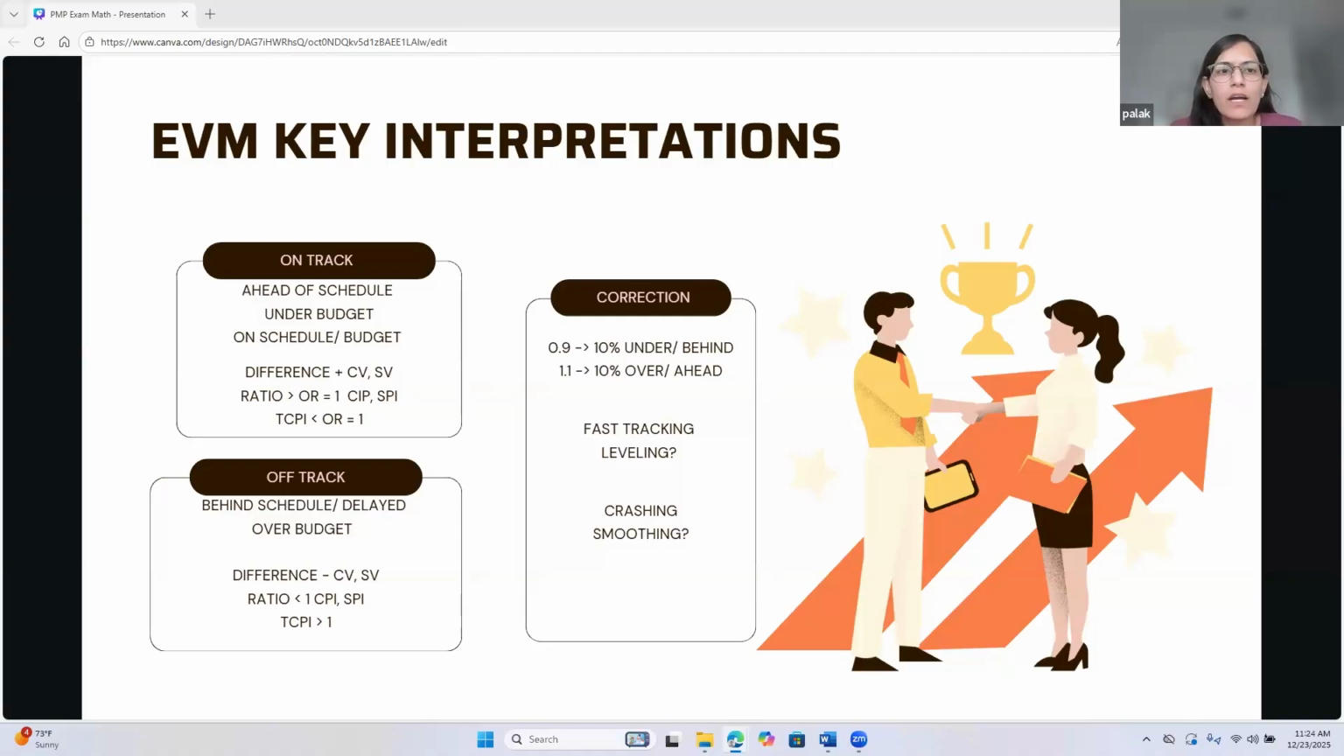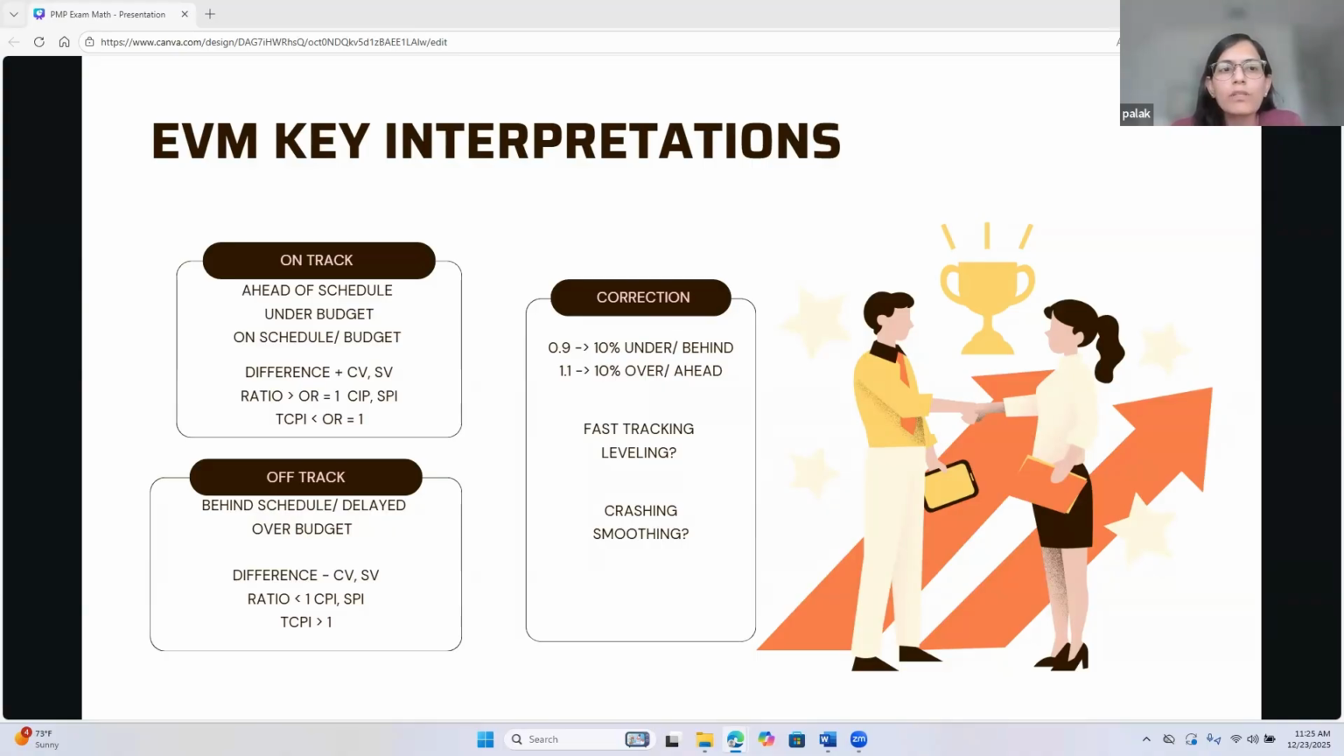When the cost variance or schedule variance is positive, then it's good news, that you are on the better side of your project. But if it's negative, then it's off track. If cost variance or schedule variance are negative, then it's off track. Put the other way, when it's positive, it's ahead of schedule or under budget.